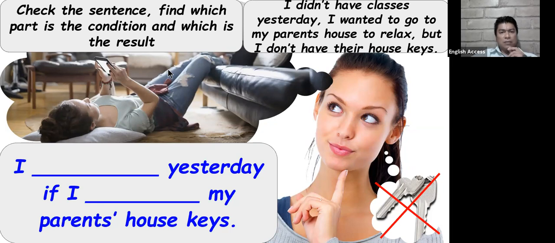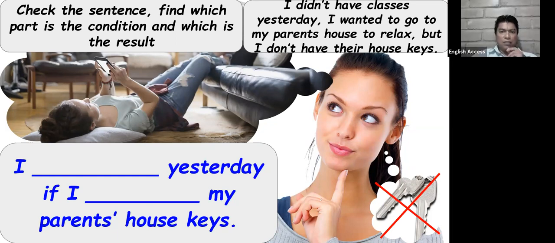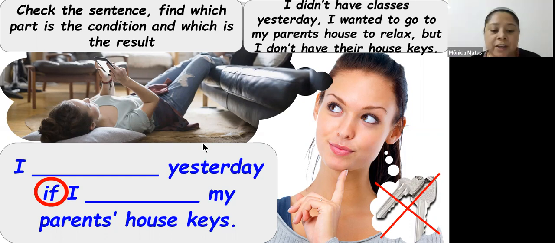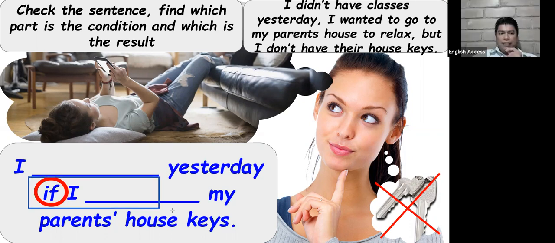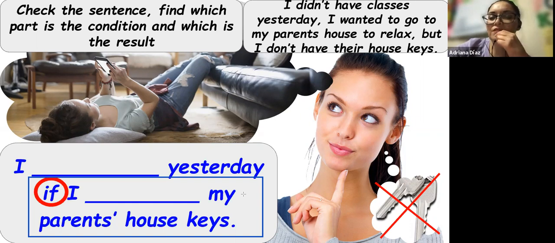What is the result? She stayed home. She didn't go into the house, right? She wasn't able to enter her parents' house. So, check the sentence and find which part is the condition and which is the result. If, what is the condition? What is the situation? The situation is she didn't have classes yesterday. And the result? That she doesn't have the keys. That is the situation.